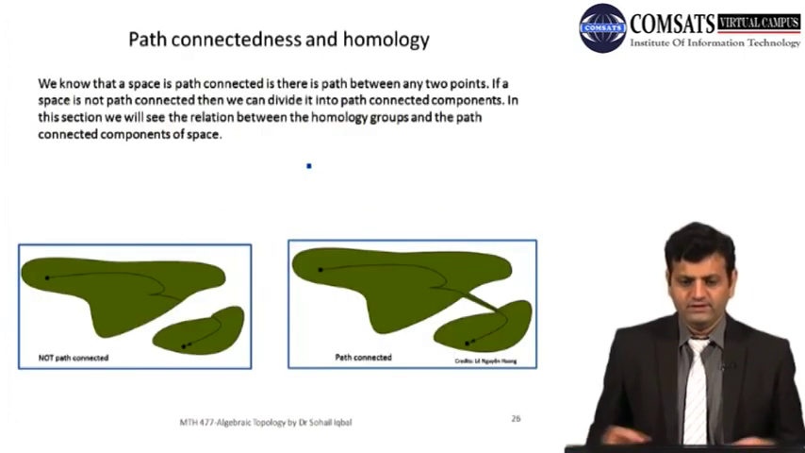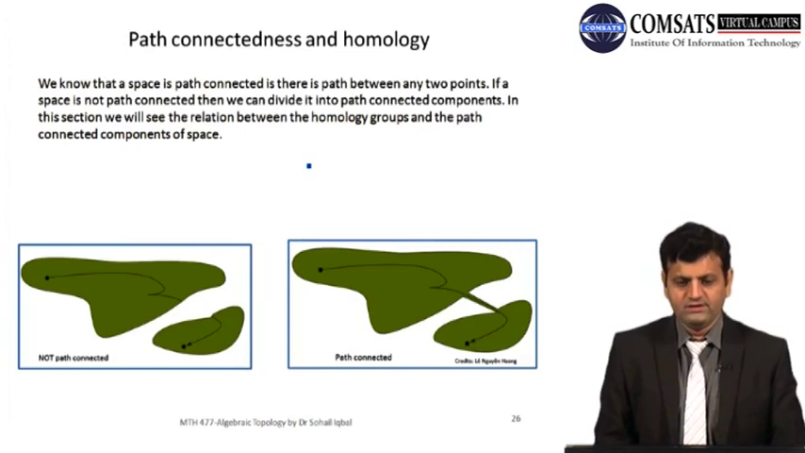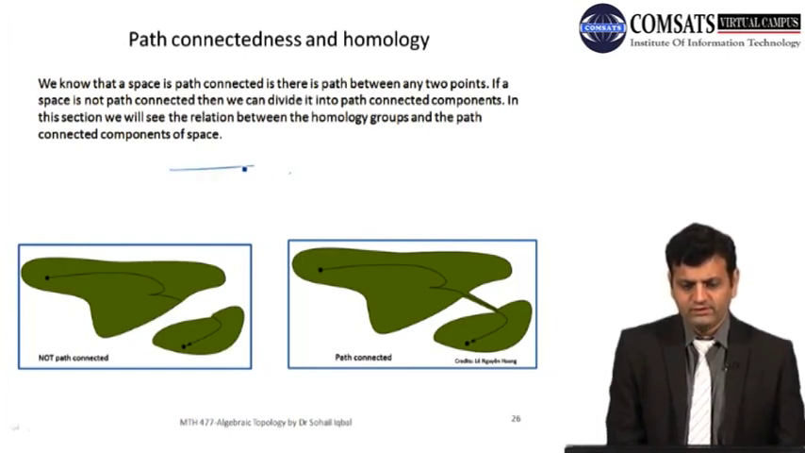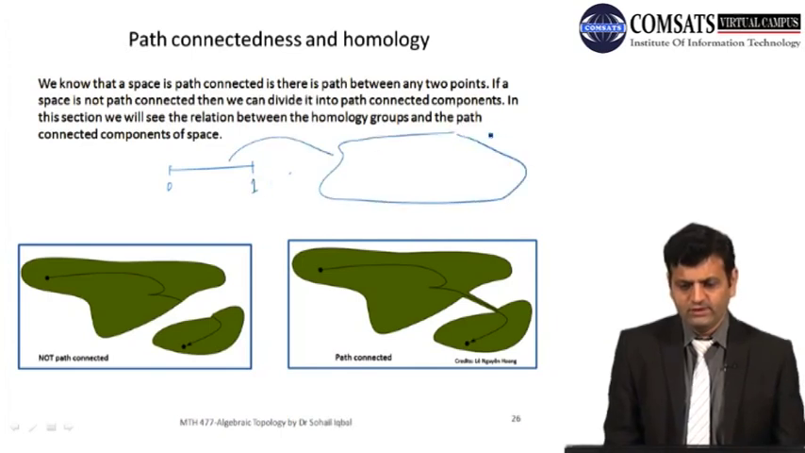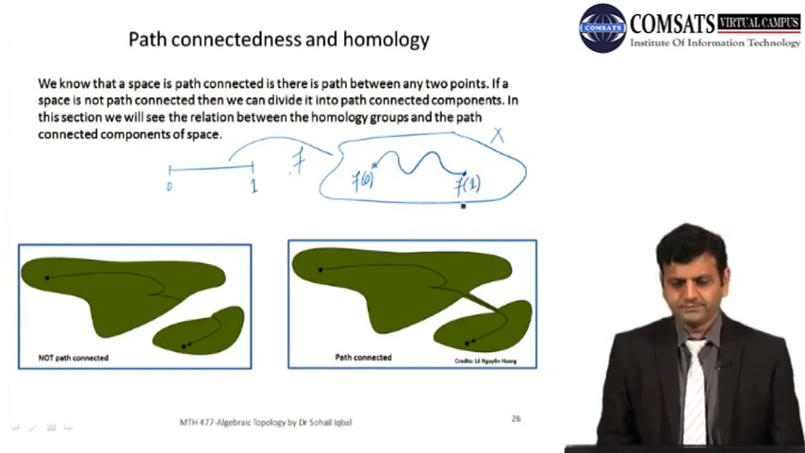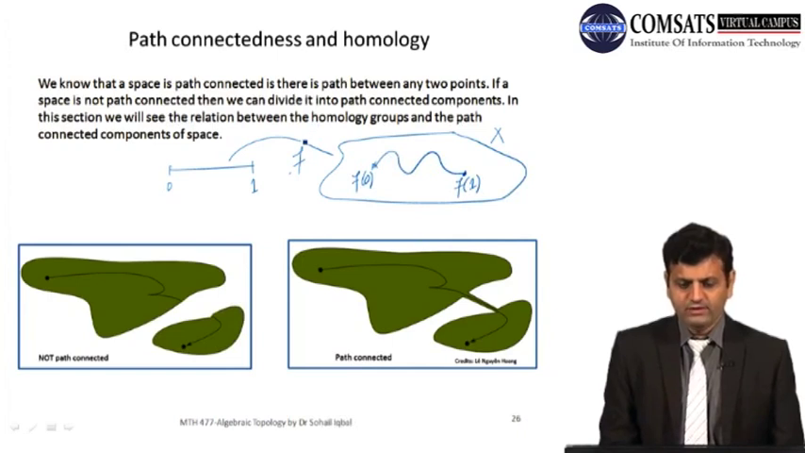Okay, so let's come to our next section of today's lecture, path connectedness and homology. We know that a space is path connected if there is a path between any 2 points. So what is a path? A path is basically a continuous function from [0,1] to that topological space. Since it is continuous, it will start from one point, which is f of 0, and continuously go to the other point without any break, to the point f of 1. If we can find a path between any 2 points, then this is a path connected space.